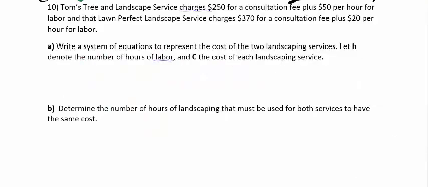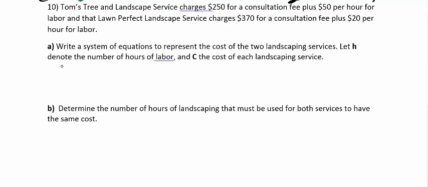Number 10, Tom's Tree and Landscape Service charges $250 for a consultation fee plus $50 per hour for labor, and Lawn Perfect Landscape Service charges $370 for a consultation fee plus $20 per hour for labor. We want to write a system of equations to represent the cost of the two landscaping services. We're going to let H denote the number of hours of labor and C the cost of each landscaping service.